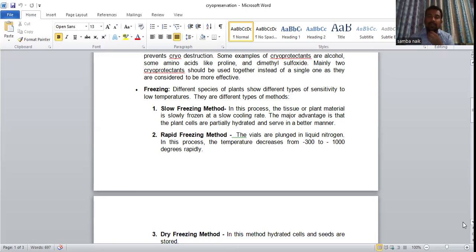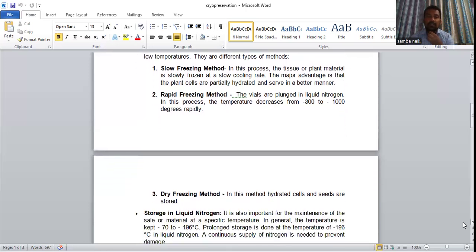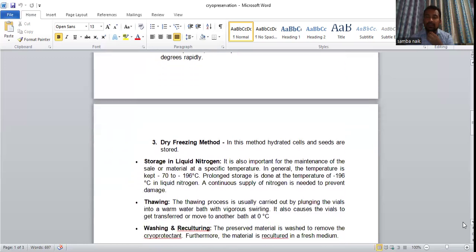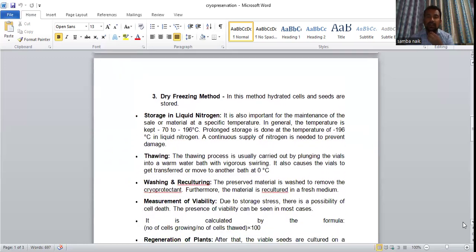Whereas in the rapid freezing method, the vials are plunged in liquid nitrogen. In this process, the temperature decreases very rapidly. It's not safe. Always we suggest the slow freezing method. The third one is the dry freezing method. In this method, dehydrated cells and seeds are stored.